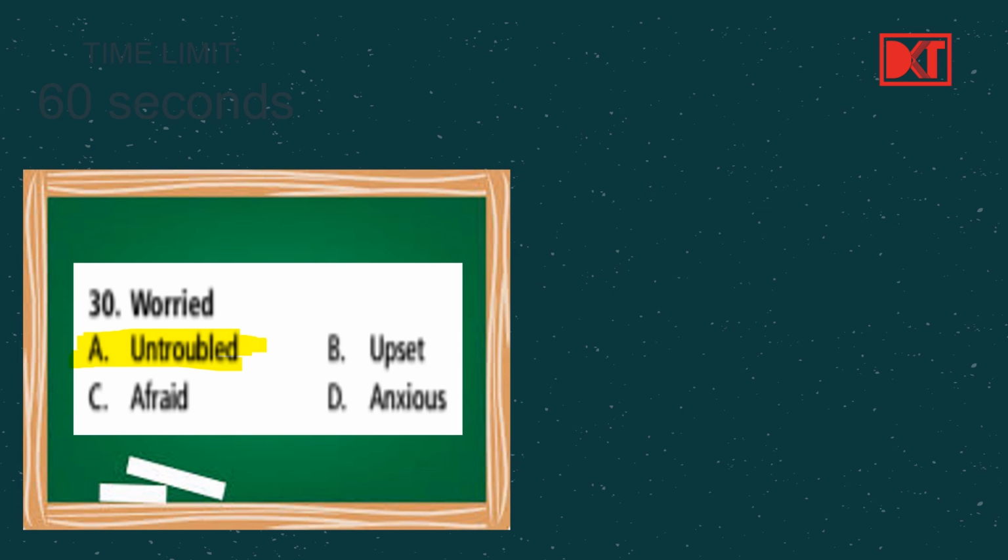Because worried means being troubled and being upset about something. किसी चीज़ की tension होती है, so you get worried. Whereas untroubled means not being troubled by it, being calm and composed. So it is an antonym. Other words like upset, anxious, afraid, yes, they can be synonyms of worried. All these three are synonyms, and this is the antonym.